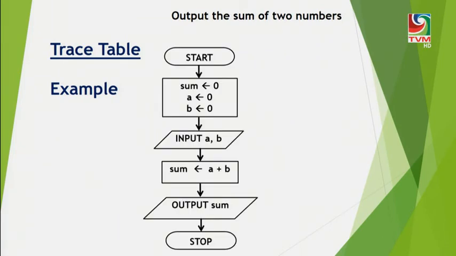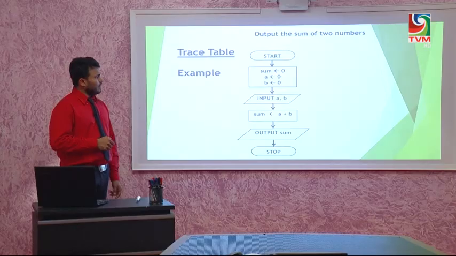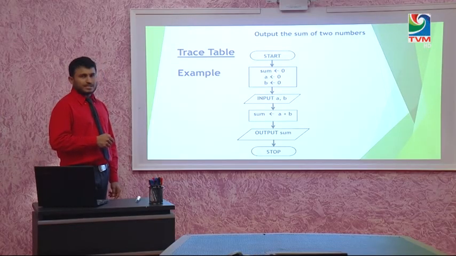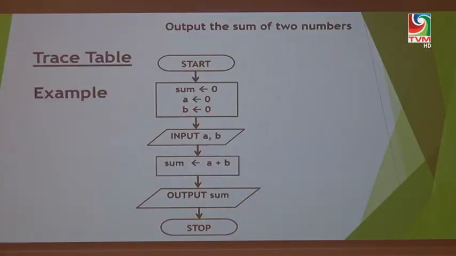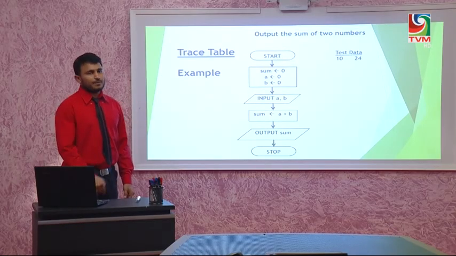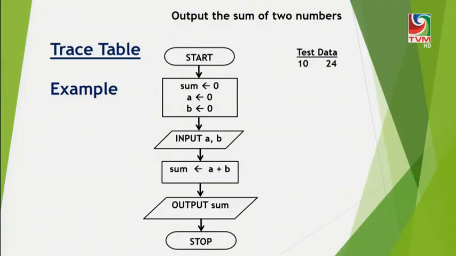So start, sum equal to 0, the initial value of A is 0, B is also 0, input A comma B. A and B are the two variables, and they can accept any values. Sum equal to A plus B, then output the sum and stop. I am going to test this flowchart using this test data: the value of A is 10 and the value of B is 24.